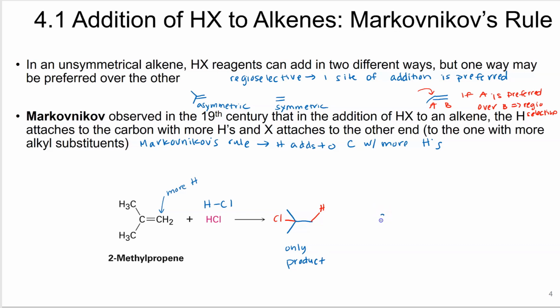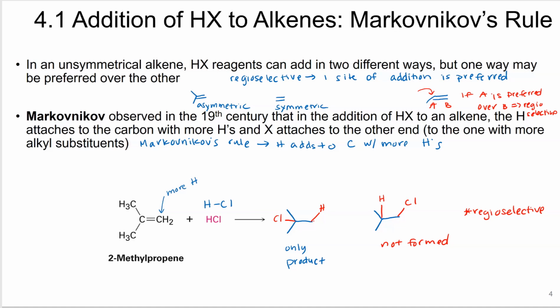In theory, you could also form the other product that sometimes people will write, that the H goes on to this and the chlorine goes here, but this is not formed. This reaction is regioselective. The halogen prefers the more substituted carbon. The H prefers the carbon that has more H's.